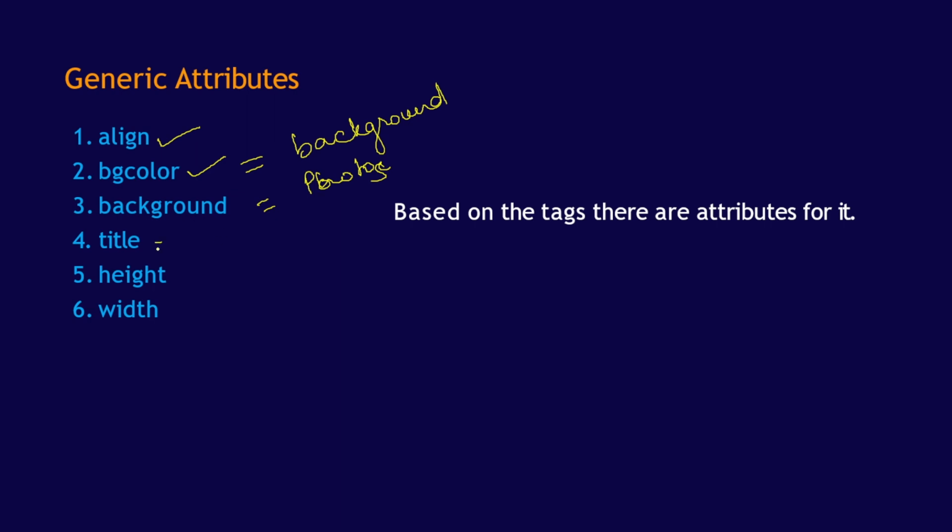Next, you have a title attribute. Certain types use this title attribute. And then there are height and width. Based on the types, there are other attributes also for it.